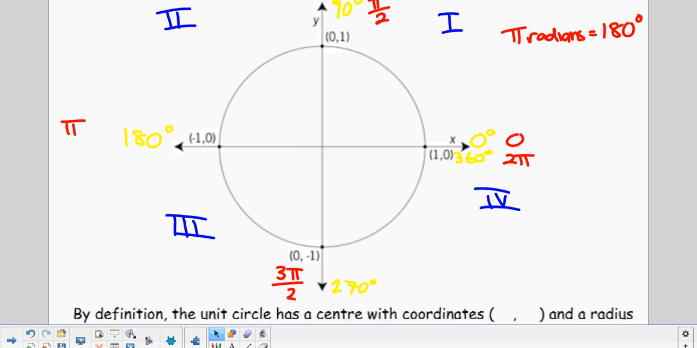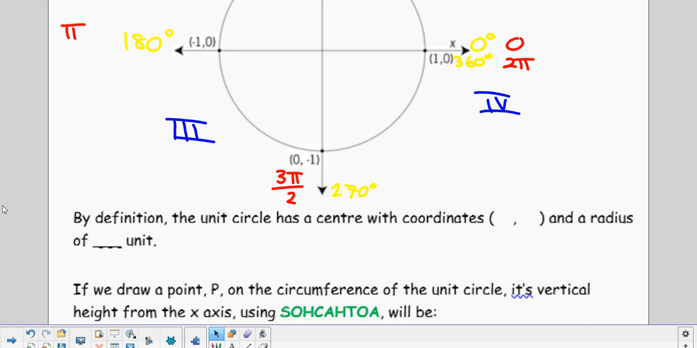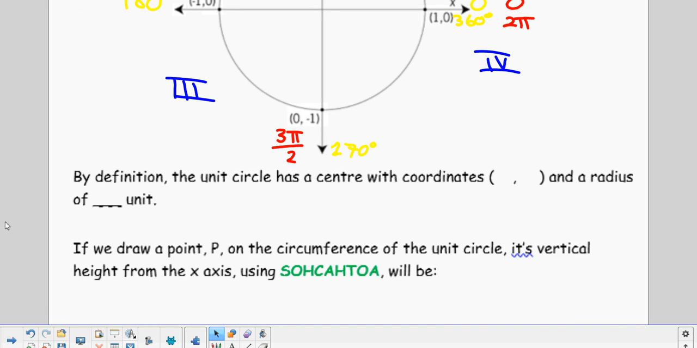So by definition, the unit circle has center with coordinates 0, 0. 0, 0 is the center, and a radius of 1 unit. Just by definition, a radius of 1 unit. That keeps the numbers easy. Now, if we draw a point P on the circumference, I'll do that with purple maybe.